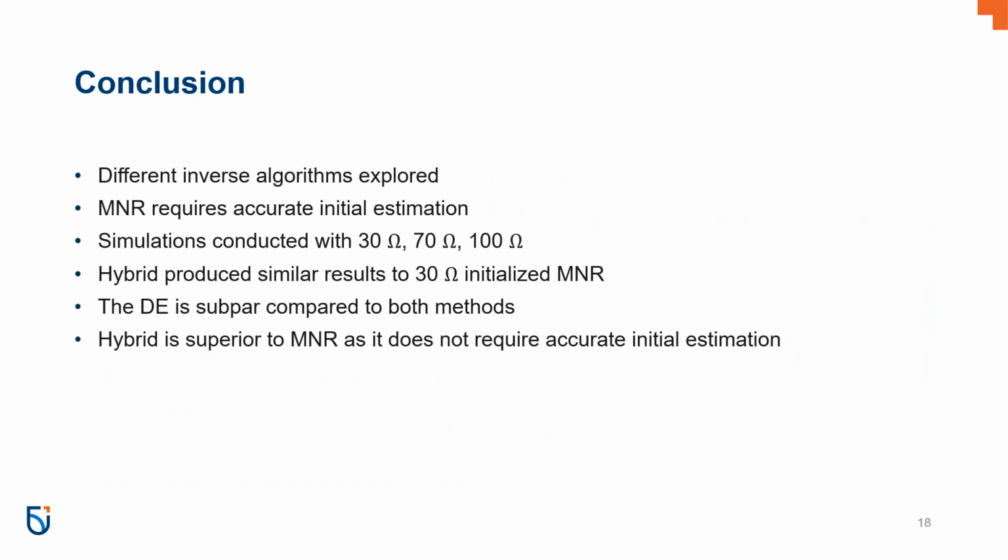In conclusion, different inverse algorithms were explored in this paper. The modified Newton-Raphson was initialized with 3 different resistance estimations: 30 ohms, 70 ohms, and 100 ohms. The 30 ohms was proved to be the best result as it was closest to the true distribution. The differential evolution algorithm was not able to produce acceptable results, and the hybrid method is proven to be superior to the modified Newton-Raphson, as it does not require an accurate initial estimation but was able to produce very similar results to a 30 ohm initialized modified Newton-Raphson algorithm.